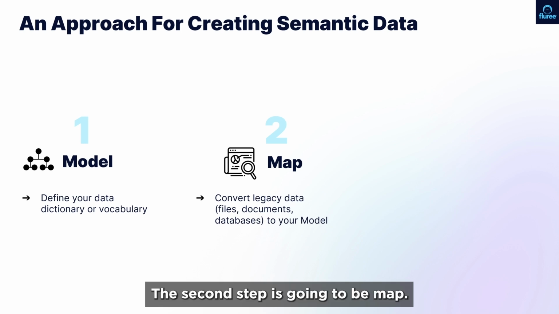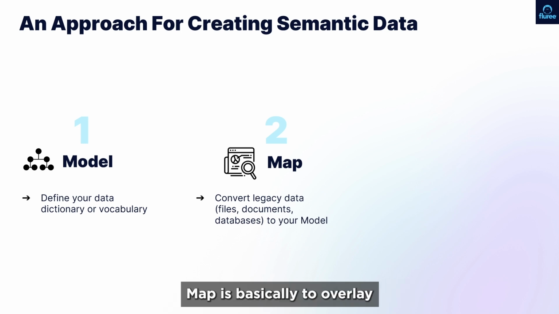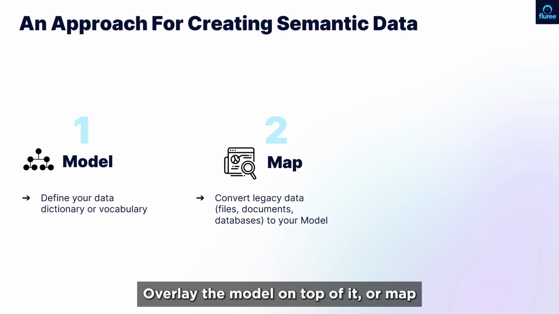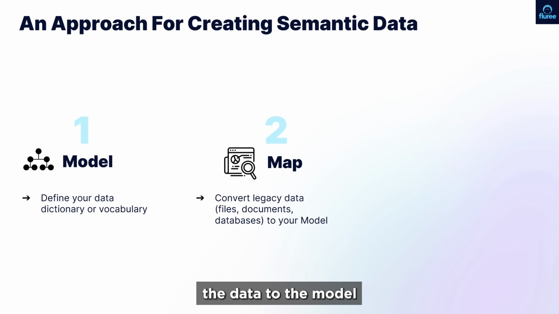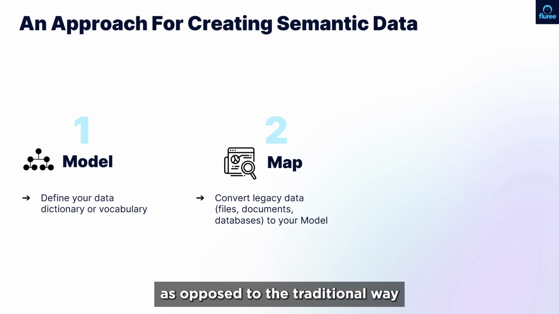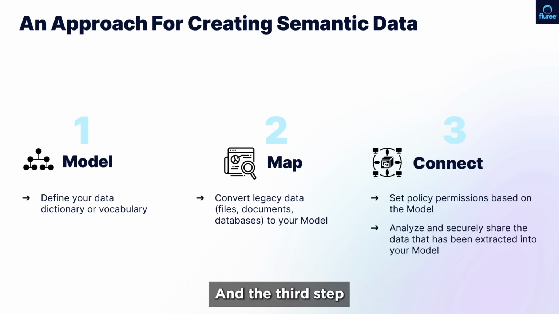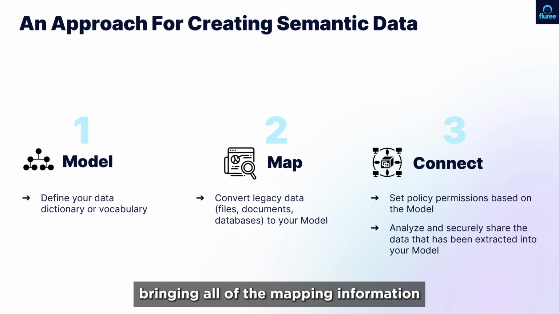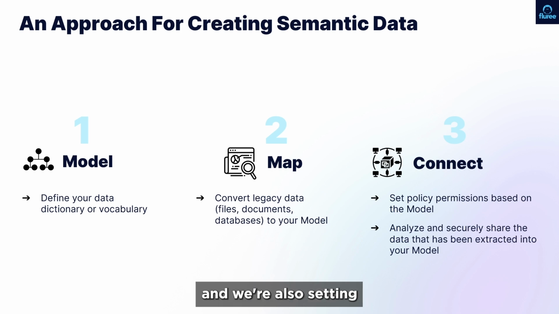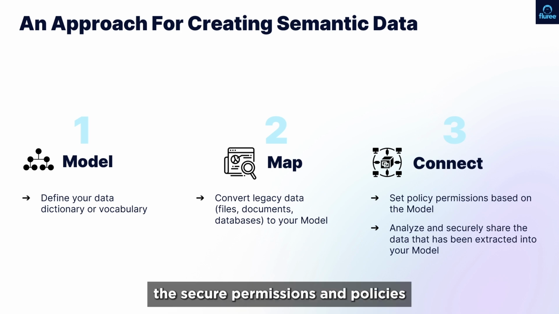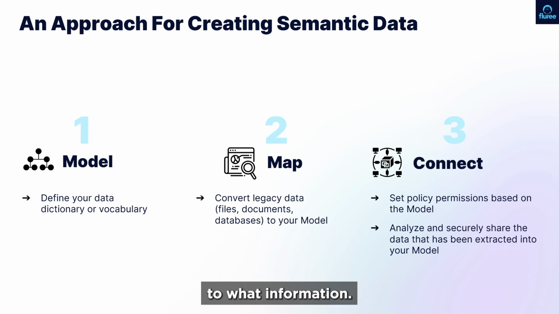The second step is going to be map. Map is basically to overlay the model on top of the existing data that exists today, or map the data to the model, so that we can now represent the information using the model as opposed to the traditional way that it was originally written and saved. And the third step is going to be to connect. When we connect, we're bringing all of the mapping information into a knowledge graph, and we're also setting the secure permissions and policies so that we can control and understand who's supposed to get access to what information.